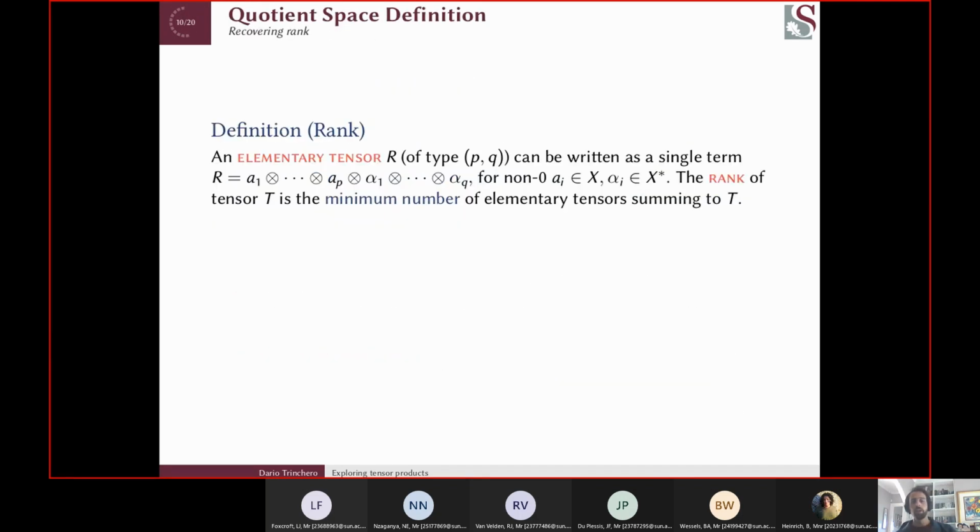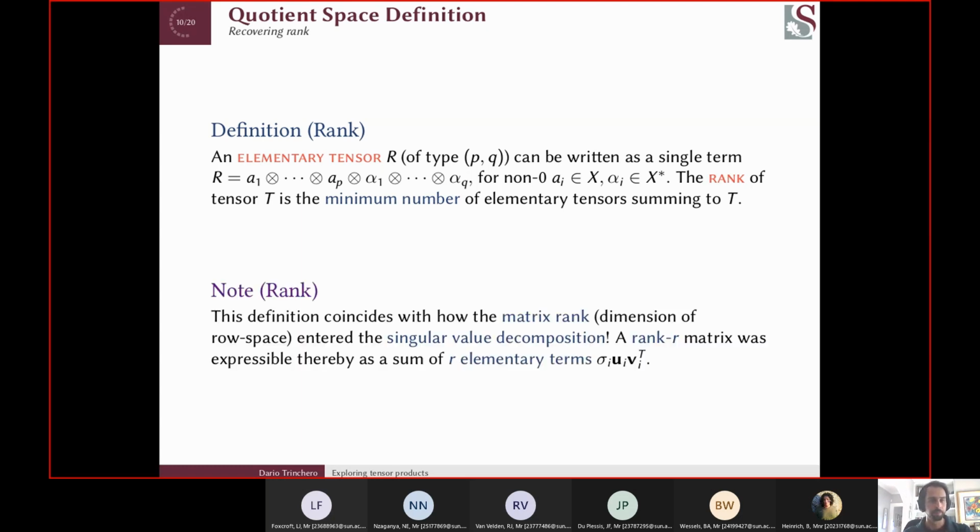Cool. Now we can talk about rank. So an elementary tensor, or a rank 1 tensor, is just one that can be written as a single term. So a tensor product of just some vectors and covectors, but without a sum. And then the rank of a tensor in general is just the minimum number of such elementary tensors that you need in order to obtain the resulting tensor, T.